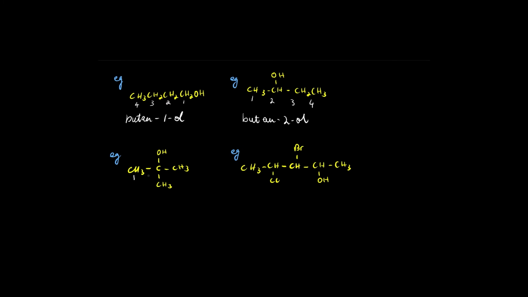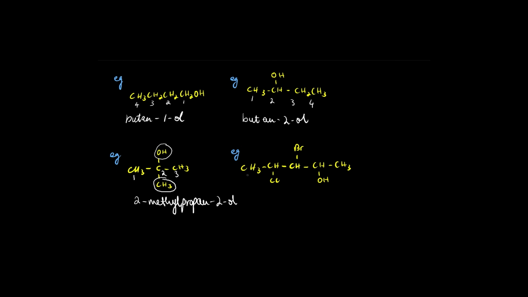Now what about the third example? In this, there are 3 carbons in the longest chain, and there is a methyl substituent and there is an OH group, right? So the name of this compound would be 2-methylpropan-2-ol. Now let's follow through this. 2-methyl because the second carbon has a methyl group. Propan because it is a 3-carbon alcohol in the longest chain, and 2 because the second carbon has the OH group. So 2-methylpropan-2-ol is the name of this compound.